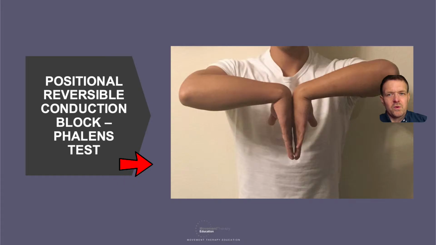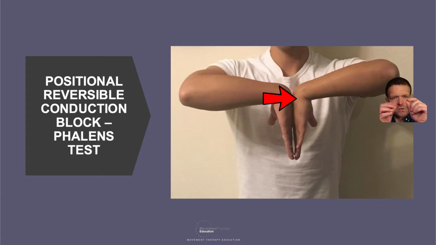Okay, so we've also got positional nerve blocks that we do when we're doing clinical testing. So if we do a Phelan's test, so this one just here, then this is a classic nerve block. It's a conduction block, because if you've got swelling around the nerve, which is usually the case with carpal tunnel, and then you hold your hands in that position, and they've got to be in that position because it's got to compress the median nerve, then it will cause the symptoms in the distribution of that nerve, and that's why it works. But then as soon as you bring your hands back, it feels okay.